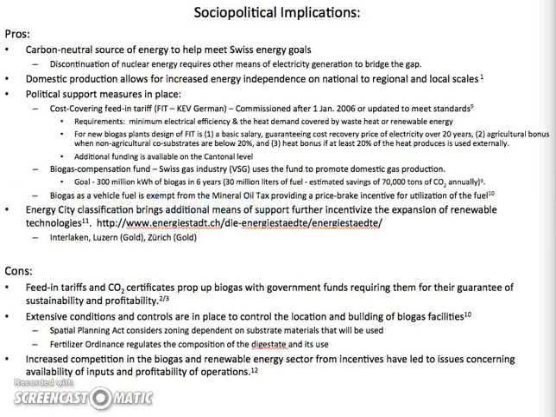Now moving on to some of the implications of Swiss biogas, I'll begin with the socio-political implications. Some pros. Biogas is a carbon neutral source of energy, and it will help meet the Swiss energy goals. They made a choice to discontinue the use of nuclear energy at the end of the current facilities' operations, which will require other electricity generation to increase in order to bridge that gap.